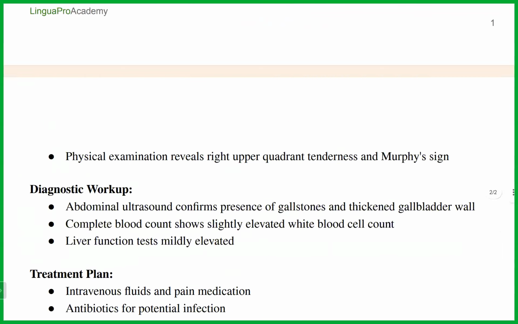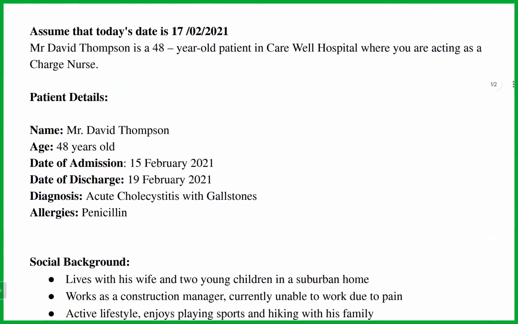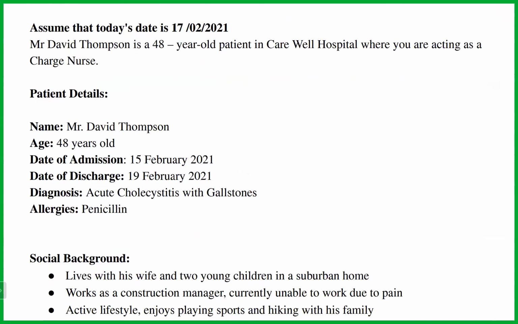Now we can read the case note. From this case note, we need to select the relevant data and omit the irrelevant data. Today's date they have given is 17 2 2021, so we are writing the letter on 17 2 2021. Mr. David Thompson is a 48-year-old male patient in Carewell Hospital, where you are acting as a charge nurse. So we are the charge nurse and we are taking care of the patient.